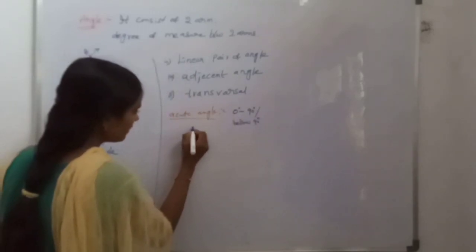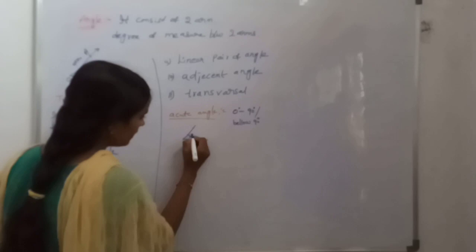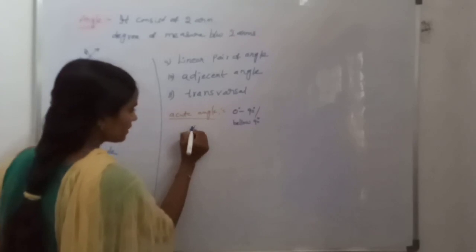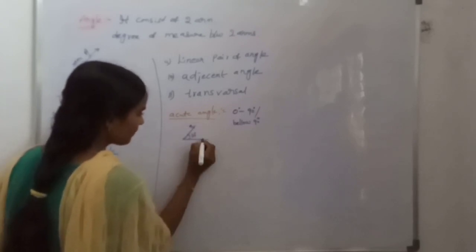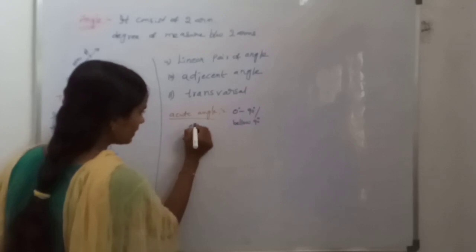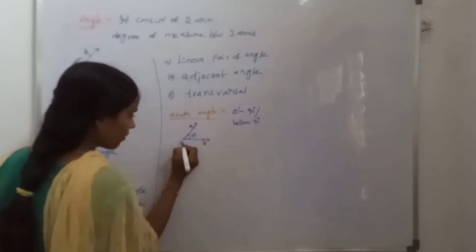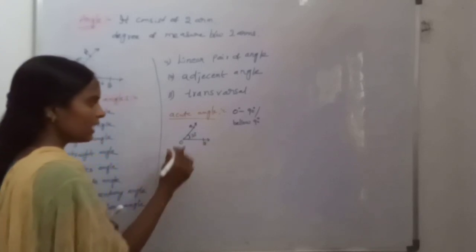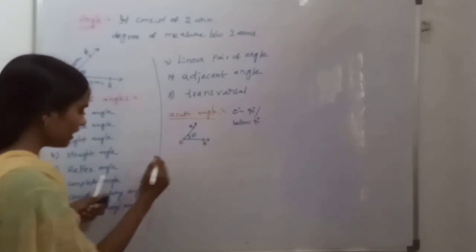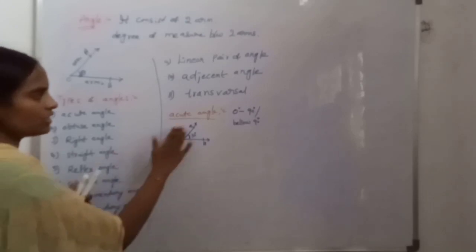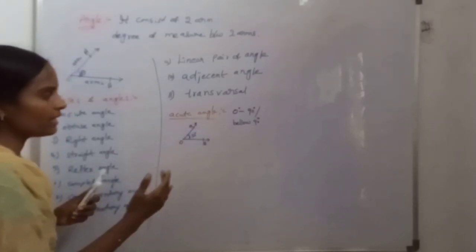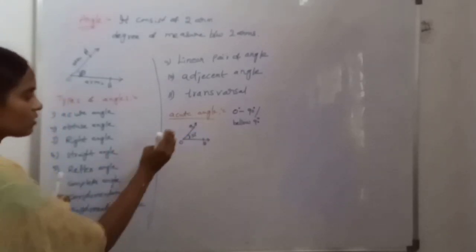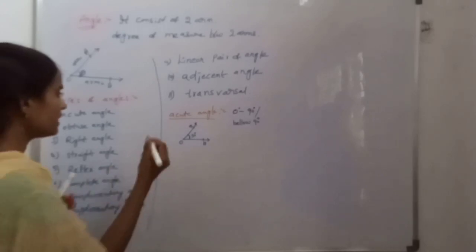Now let's see an example. Here 30 degrees, here A point and here B point. The common vertex is O. The angle here is 30 degrees. It is an acute angle. An acute angle is 0 degrees to 90 degrees, below 90 degrees.